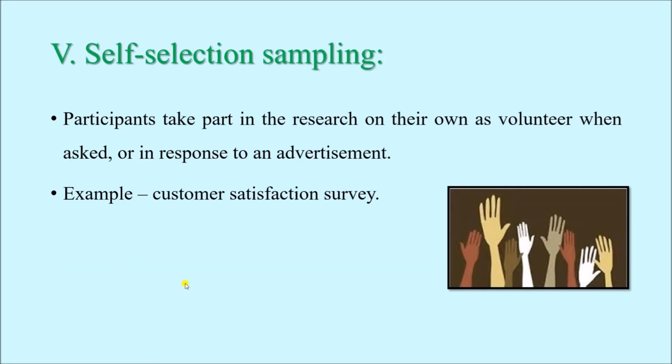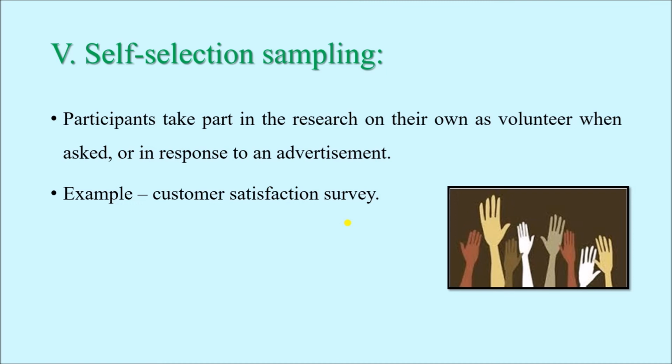The last one is self-selection sampling, also known as voluntary sampling. Participants take part in research on their own as volunteers when asked or in response to an advertisement. For example, a customer satisfaction survey. We are doing a survey regarding customer satisfaction. So we shall see a lot of people who are not very satisfied with the service volunteer to participate in the survey, and because of that the findings or the results may be skewed.